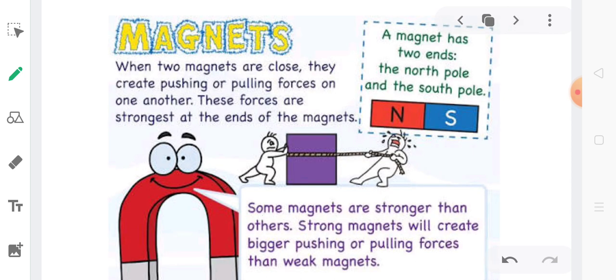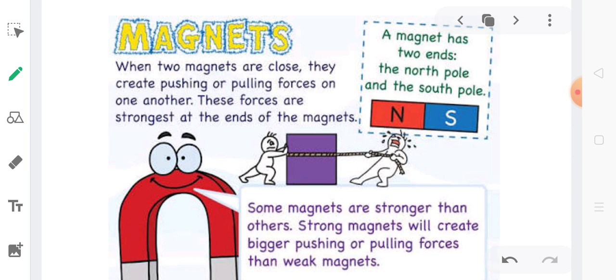Now, if two magnets are kept close to each other, they create pushing or pulling forces on one another. These forces are strongest at the ends of the magnet. As you can see in the picture, a magnet has been shown and the ends of it are marked as N and S. Actually, N stands for North Pole and S stands for South Pole.